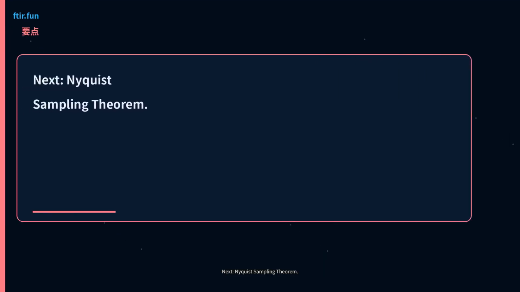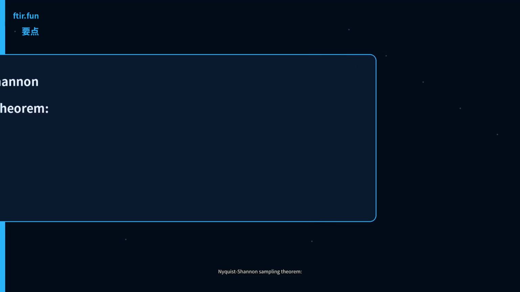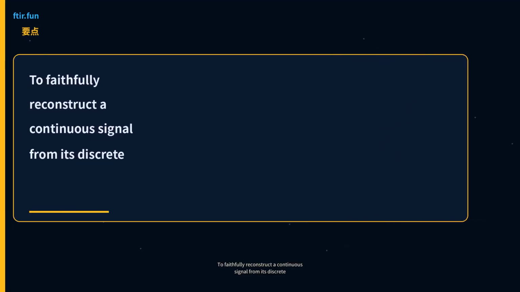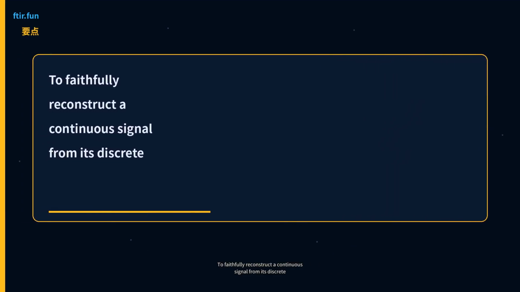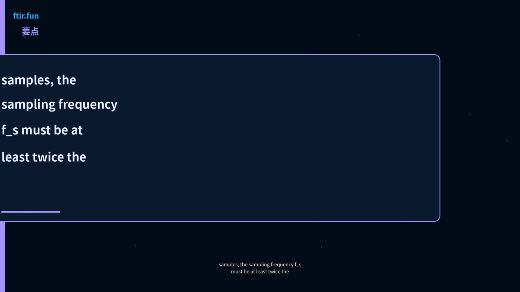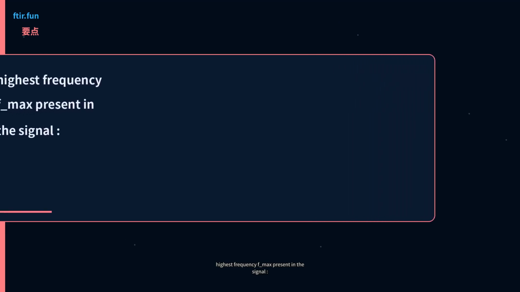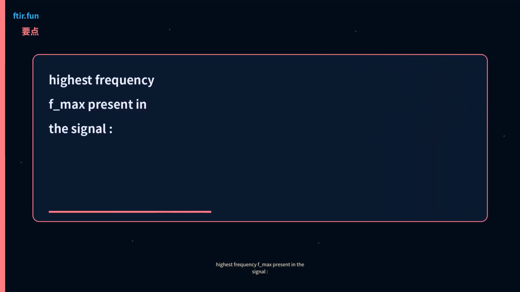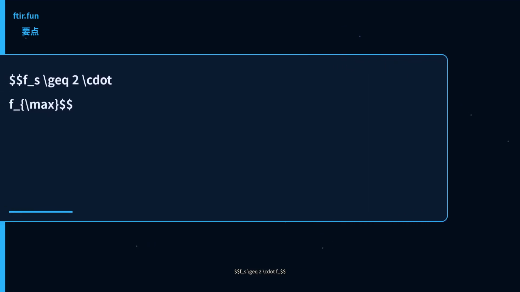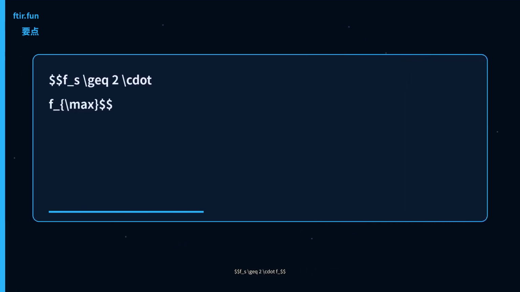Next, Nyquist sampling theorem. Nyquist-Shannon sampling theorem. To faithfully reconstruct a continuous signal from its discrete samples, the sampling frequency Fs must be at least twice the highest frequency f max present in the signal. Fs is greater than or equal to 2 f max.